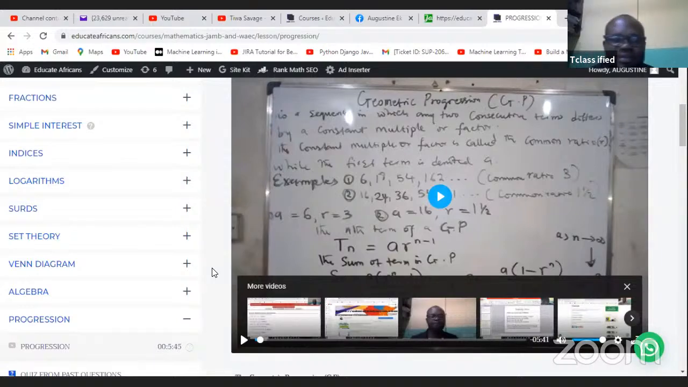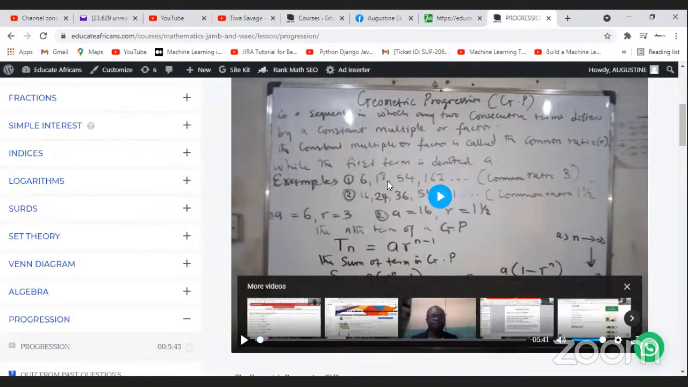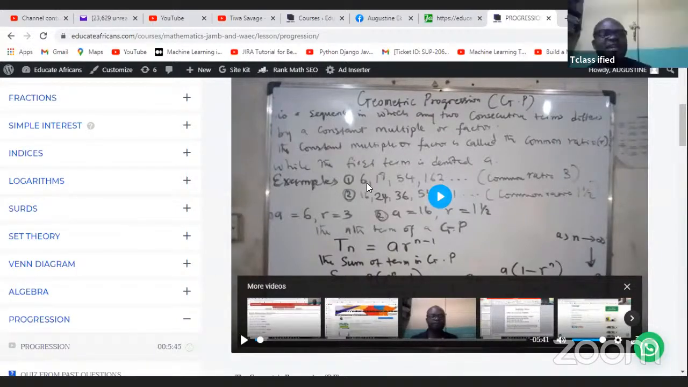Yes, sir. You divide the second term by the first one. Perfect. That's how you determine it. You just divide the second one by the first one. If you do 18 over 6, you'll get 3. Or if you do 54 over 18, you get 3. So once you divide the second term by the first term, you get the common ratio. The same way, if you divide 24 by 16, you get 1 1/2. So that is how you get the common ratio.